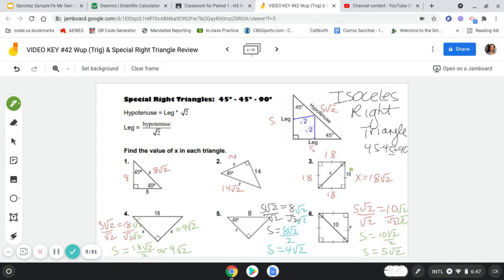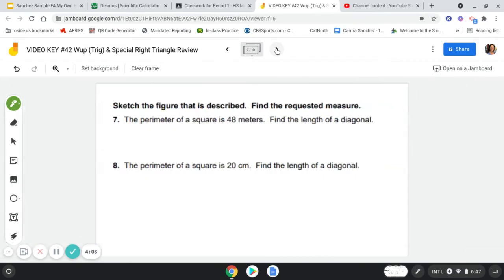So the top 3 were the nice, basic, easy ones. The bottom 3 gave us a whole number as the hypotenuse, and we had to work backwards in order to solve for the missing side lengths, and therefore we had to rationalize a denominator.